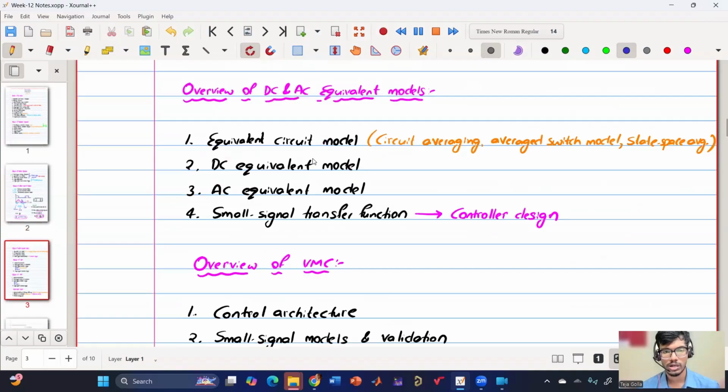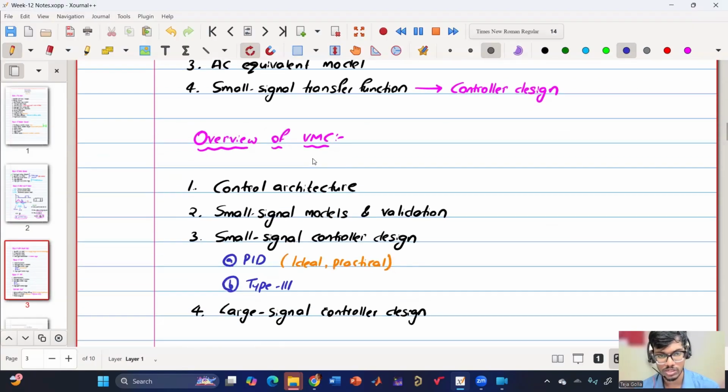Then we have discussed the AC and DC models that we have got from the equivalent circuit model using circuit averaging or the average switch model or state space averaging. And using that, we have updated the small signal transfer function, which we have used for the controller design, again small signal based. Then in the case of voltage mode control, we have discussed the architecture, the small signal models and validation, and the controller design using PID, ideal or practical, and type 3, and how we can achieve better performance using large signal controller design.